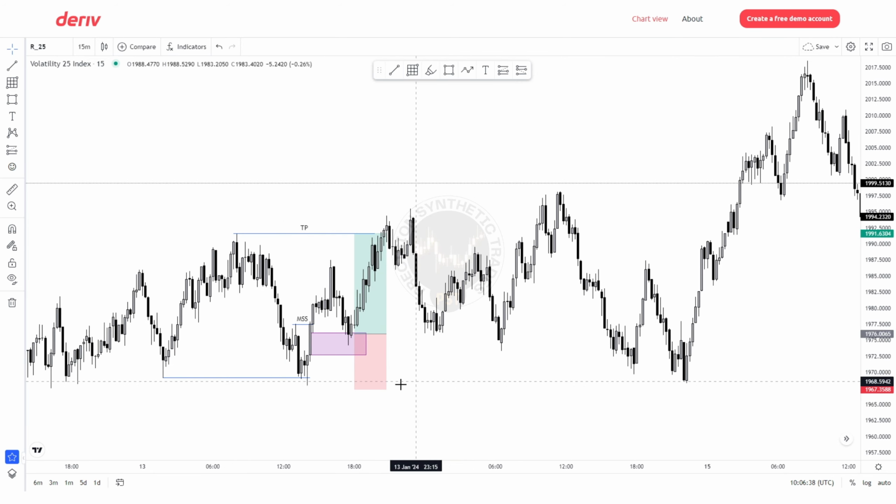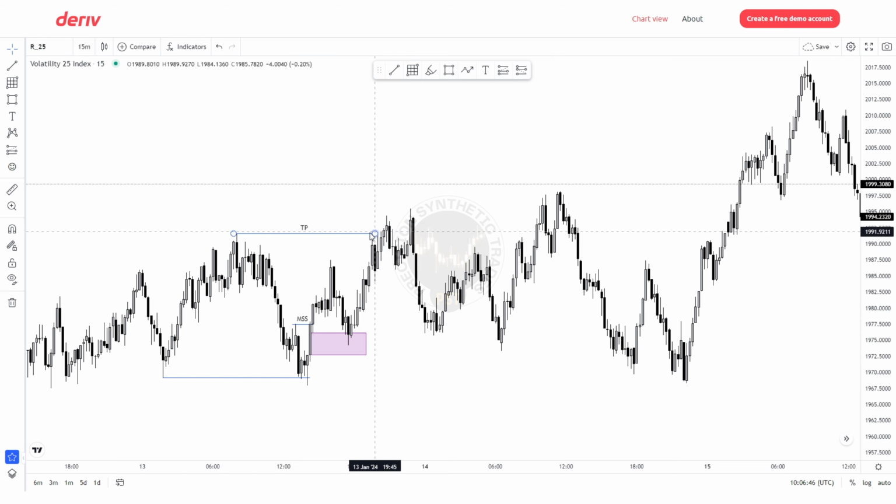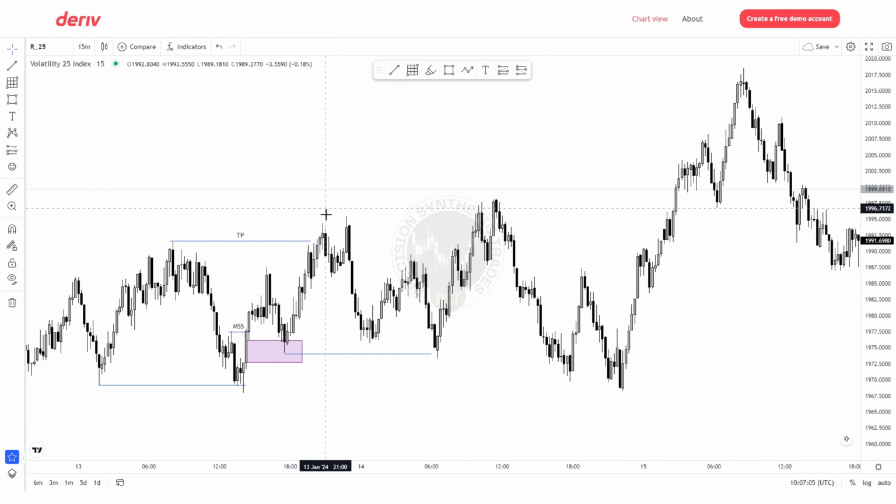Okay, let's follow what's happening. So we have our low, high. Okay, so high was taken out there. Let's just delete this. High was taken out there. Now where's the most recent valid low? So it's going to be this one here. As you can see, price made a new high. This is going to be my low.